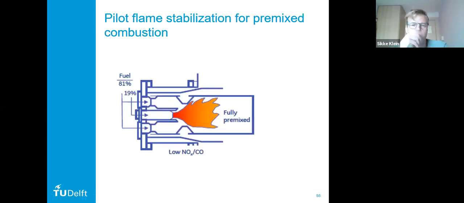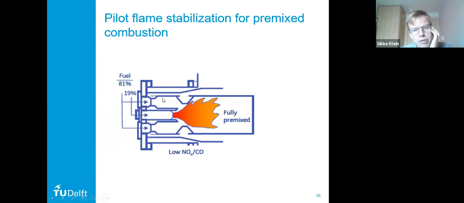Now, if you have premix combustion, you also have the pilot flame. So, for example, in this case, this is an example of a GE engine. But what happens in this case is that the air flows around this situation. The air flows here, goes around the corner here. Then you have a number of premixers where fuel is injected.